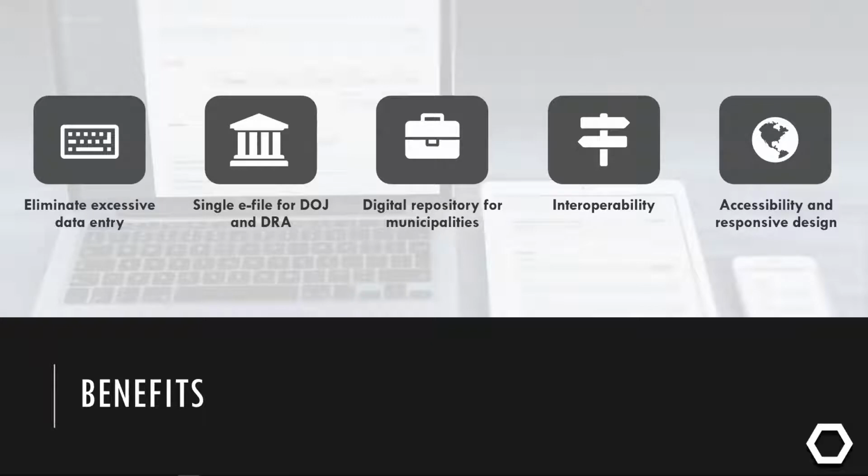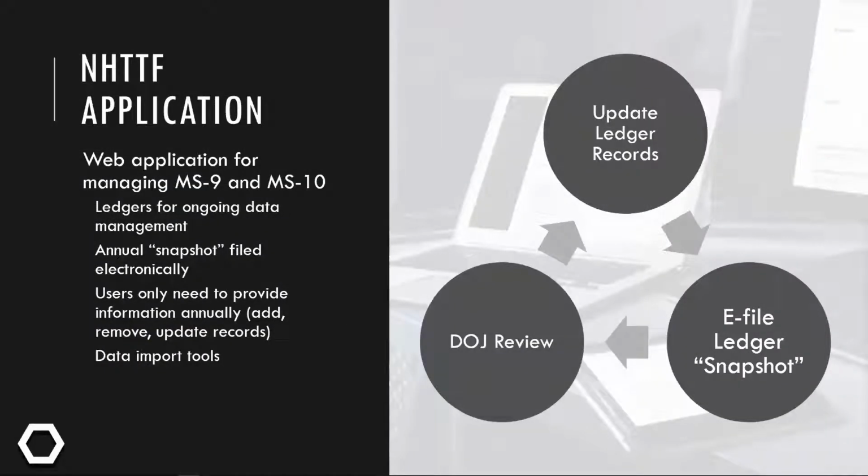And we're just going to go through some slides here, and then I will do a live demonstration as well. So this is kind of the underlying theory of the application. Everything starts here at the top of the screen. You update your ledger records, so you update all your MS-9 and 10 records. You take a snapshot of that information, and that goes to DOJ for review. And then all that information rolls forward into your next fiscal year, whether you file on calendar.